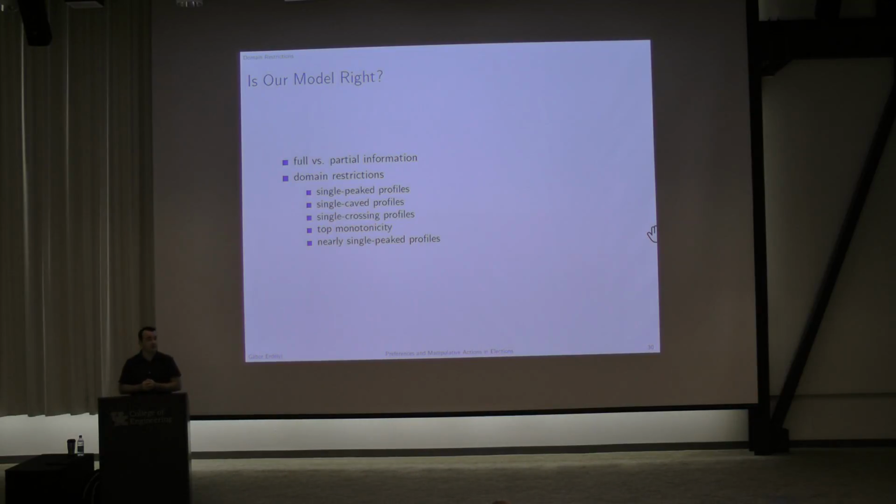The second point is domain restrictions. Over 15 or 20 years, most of the computational social choice papers assumed that basically in every election, every vote can occur. Even if it's a kind of unrealistic, weird vote, it can occur. In reality, this is not really the case. There are several examples and papers showing that in many cases, real-world elections offer some kind of structure. This could be single-peaked profiles, single-crossing profiles, top-monotonic, and so on. I don't want to go into all of these, but we go into single-peakedness.